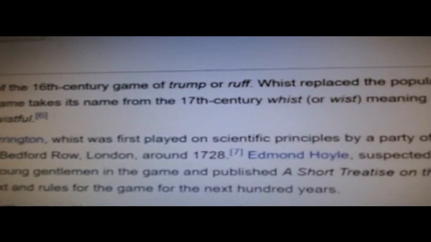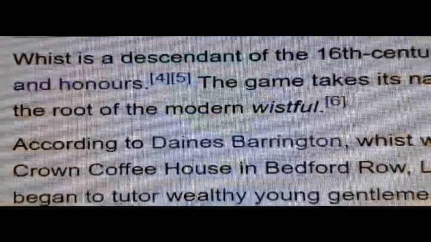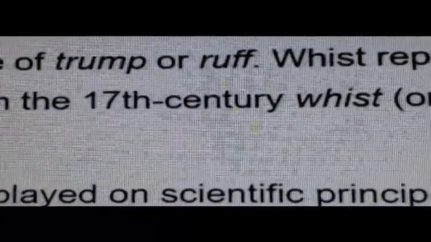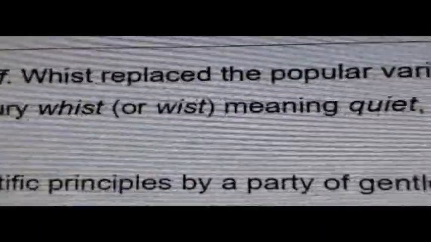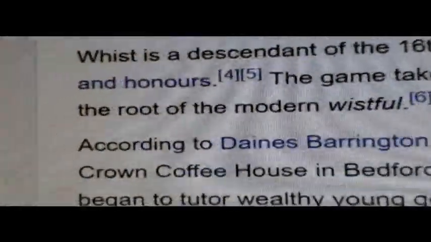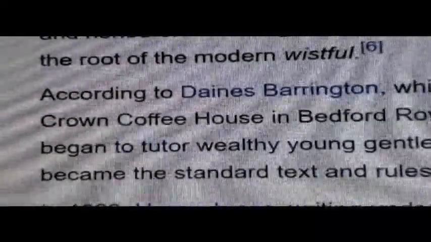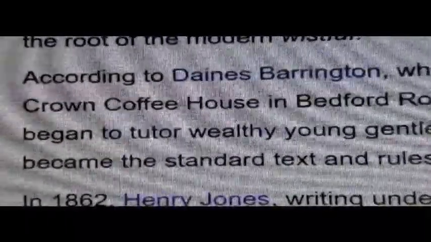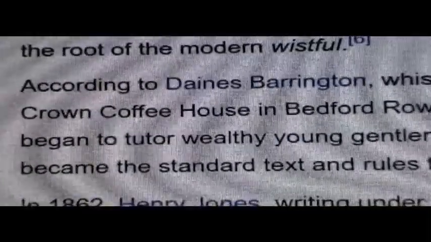Whist is a descendant of the 16th century game of trump or ruff. Whist replaced the popular variant of trump known as ruff and honors. The game takes its name from the 17th century. That's 17. Remember, it means New World Order, NWO. 17 written out. Or whist, meaning quiet, silent, attentive. Sorry about the camera work. Attentive, which is the root of modern wistful. So it talks about the party of gentlemen who frequented the coffee house. Coffee houses, you guys. That's going to be significant because Starbucks comes into this, and Starbucks was founded up on the northern coast of the West Coast, I guess it's Oregon, and a lot of our defense companies come from there. A lot. Like Seattle. A lot come from there.